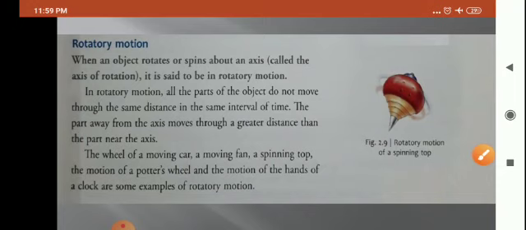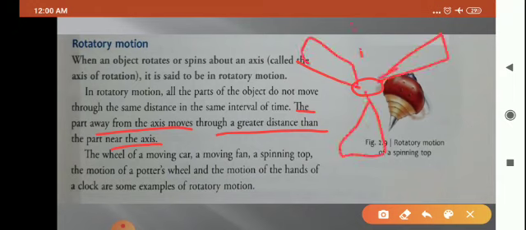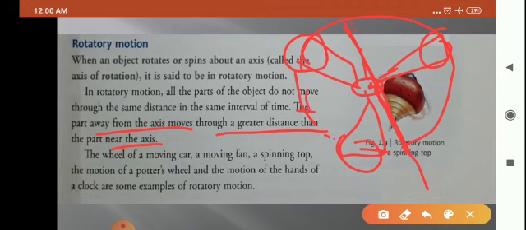I hope children this line is clear to you. The part away from the axis moves through the greater distance than the part near the axis. And the very good example is your ceiling fan or moving fan. What do you find in a fan? A fan has blades also, okay. Suppose the axis of rotation, or the imaginary line, passes through the center here. As you move away from the axis line, the object will cover more distance. You can see it is covering a much larger circle as compared to this part. This will cover only this small circle. Okay, so I hope children this is clear to you.